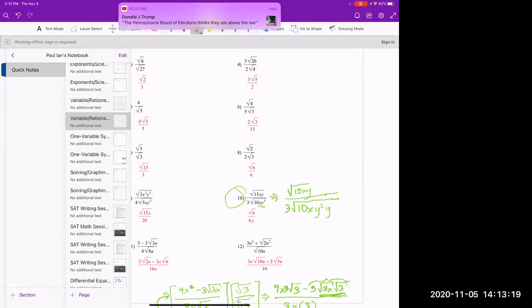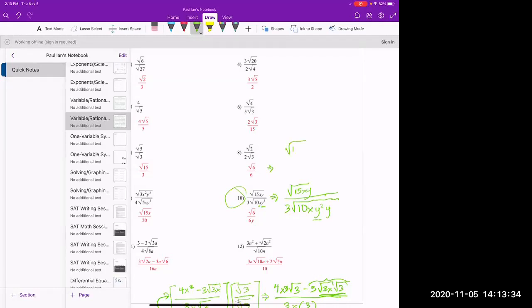So you have this 10x y squared y. What is the square root of y squared? Y. Okay, so let's see, root 15xy, and then 3. You can take it out of the radical, right? So it's going to become a y, and then what is left inside the radical? The whole thing, 10 times x, y. Okay, good.